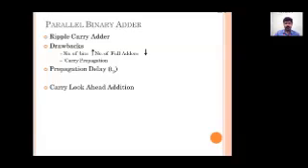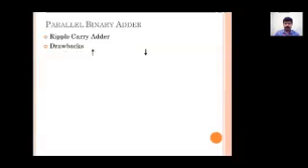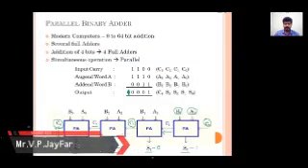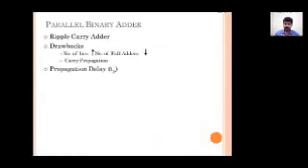The first drawback I have mentioned: as the number of bits increases, the number of full adders increases. As you can see in the previous screen, we have implemented a 4-bit parallel adder. So for each bit we need a single full adder. For 4 bits we have used 4 full adders. So as the number of bits increases, the number of full adders increases.